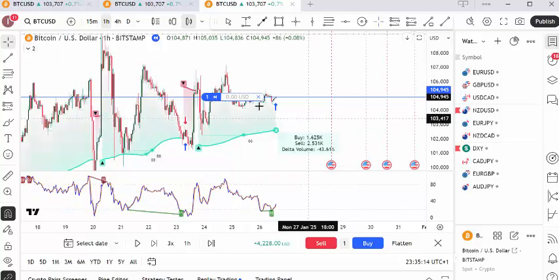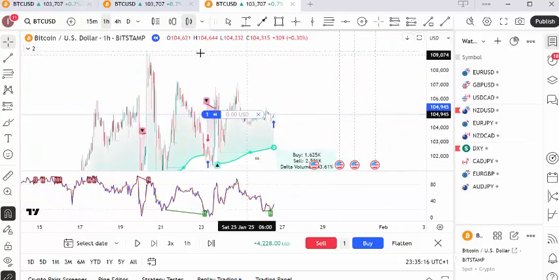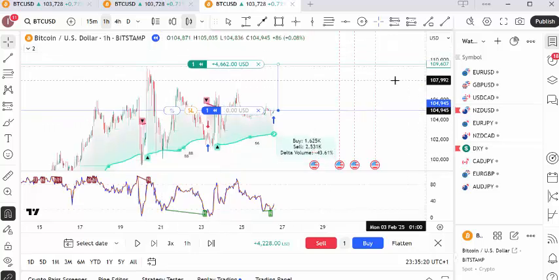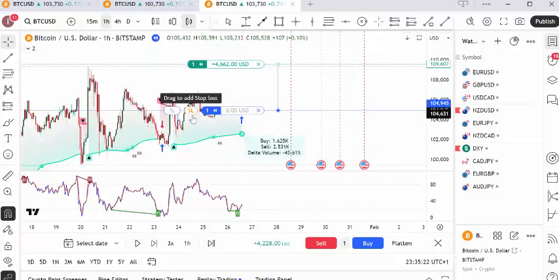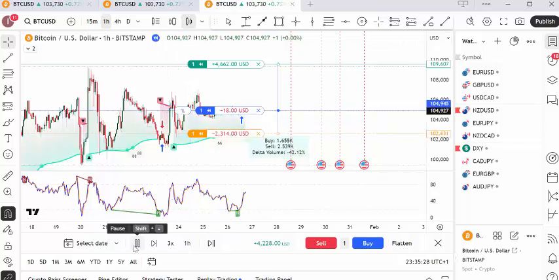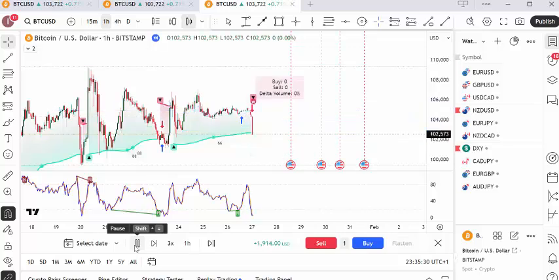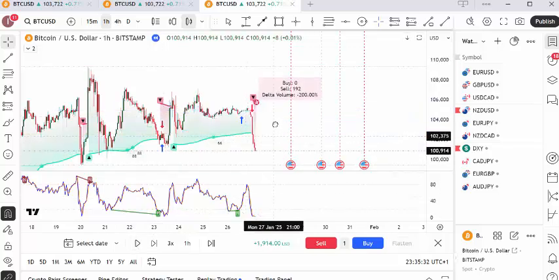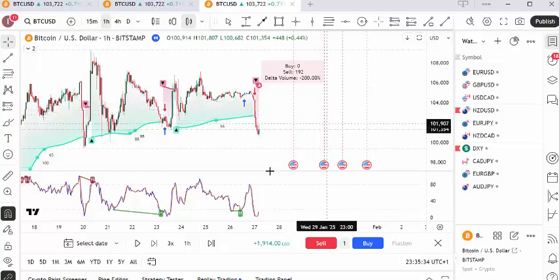Okay, we have a bullish position here. We're going to use this high, 4,000. And then our stop loss is going to be 2,3. Okay, good. Stop loss hit. Market bearish right now.